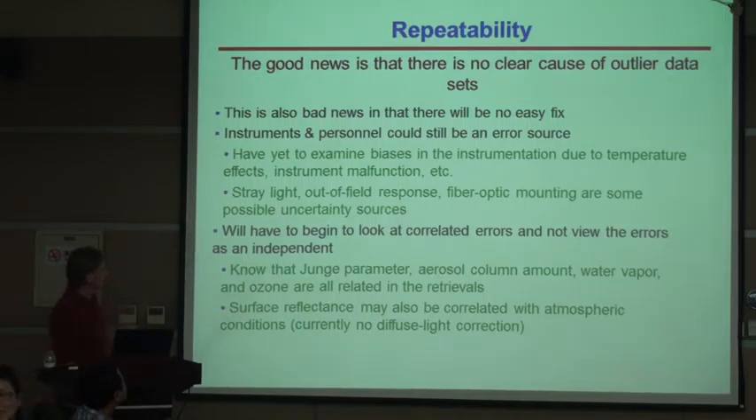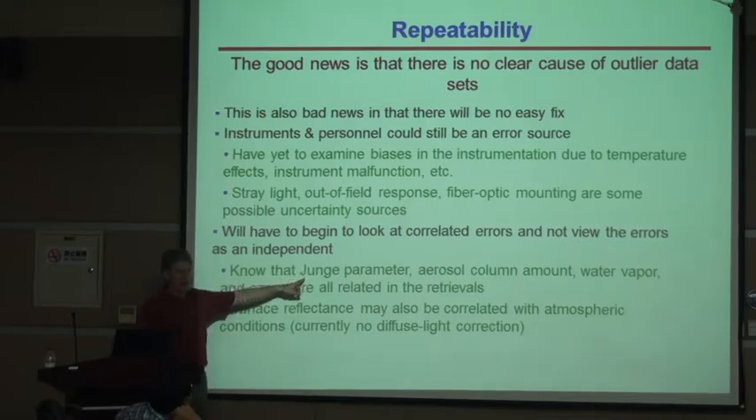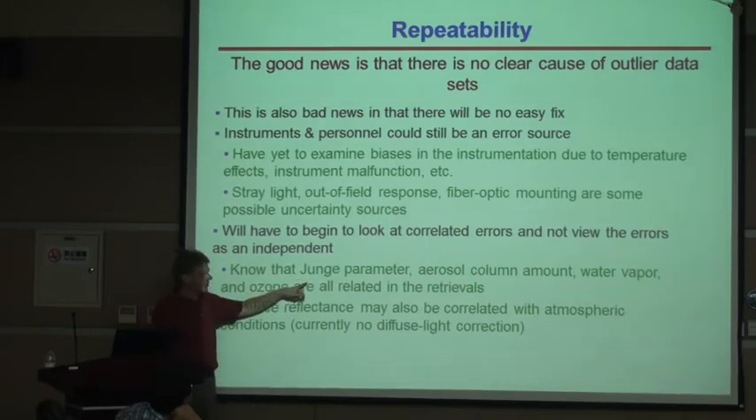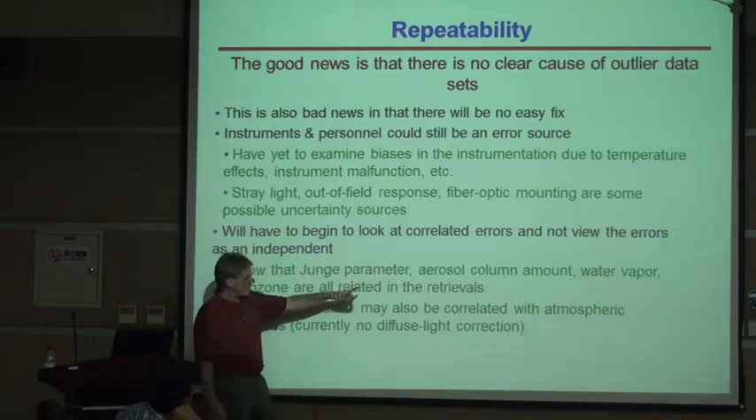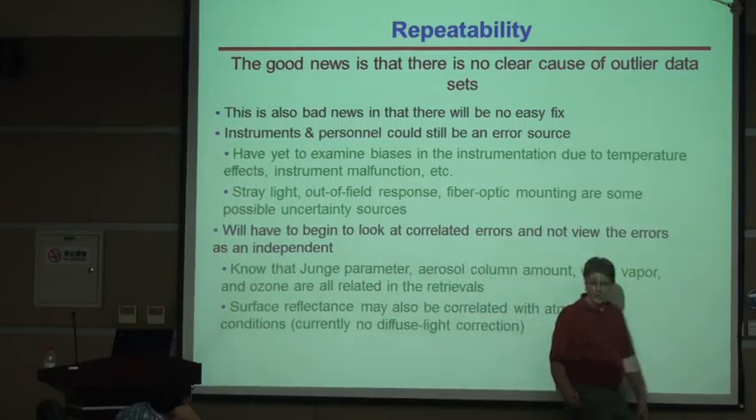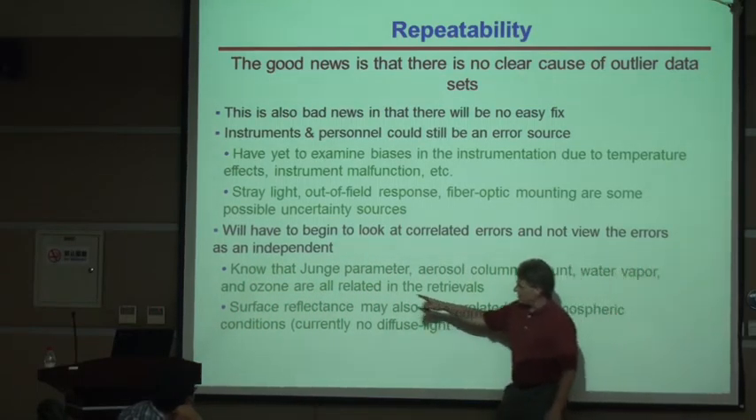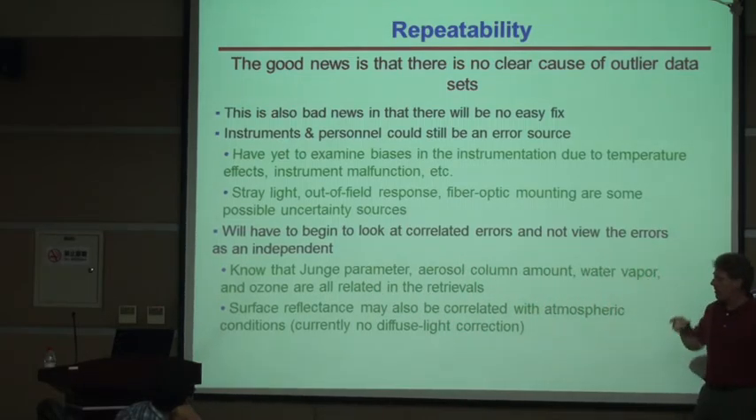Instruments and personnel are error sources. The biggest one, though, is correlated errors. All of us just assume independence, and we basically go through the process of just RSS, root sum square. As I mentioned, my Junge parameter, my aerosol size distribution, is retrieved based on my solar radiometer data, and that data could create uncertainties in this retrieval of the Junge parameter, which will then affect my aerosol column amount, which then affects my water vapor amount, which then affects my ozone, and then that all goes into the radiative transfer. And it all gets correlated in there as well.